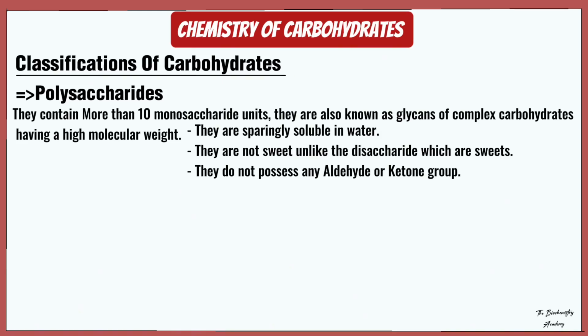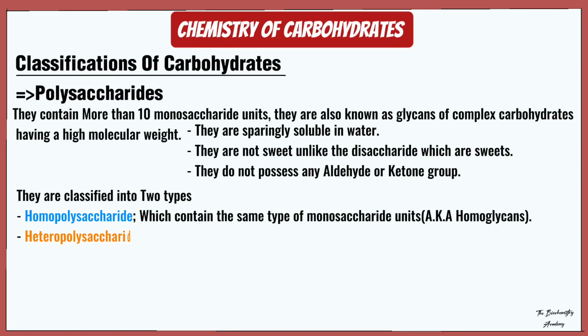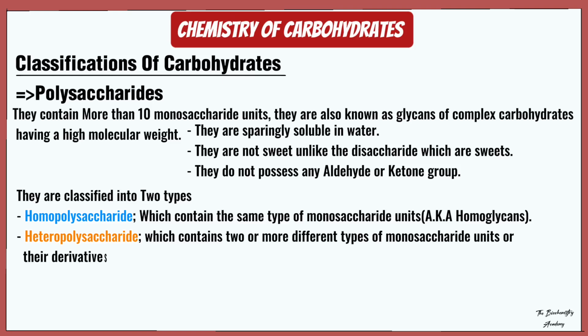Now, these polysaccharides are also classified into two types, which are homopolysaccharide and heteropolysaccharide. Now, the homopolysaccharides contain the same type of monosaccharide unit, and the heteropolysaccharides contain two or more different types of monosaccharide units or their derivatives. These homopolysaccharides by some textbooks are also known as homoglycans, while the heteropolysaccharides are also known as heteroglycans.